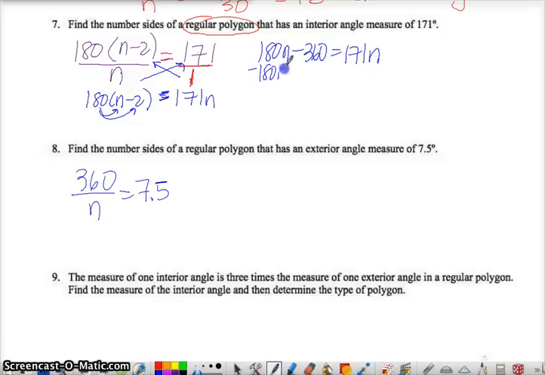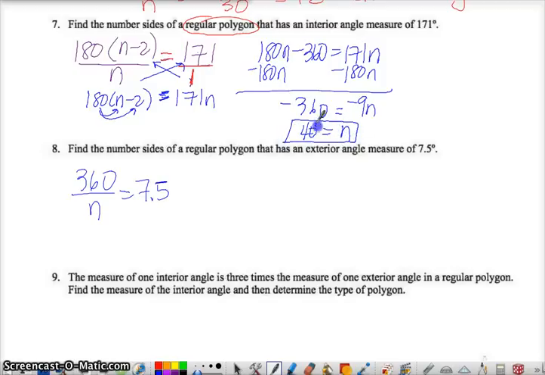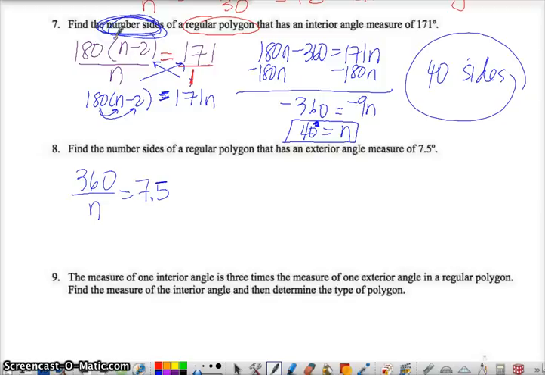I subtract 171n from both sides. So negative 360 will give me negative 9n. Therefore, we divide each side by negative 9, so we get, oops, not degrees, but there are 40 sides. So the question is, how many sides do we have? We have 40 sides. So we went backwards in that formula.